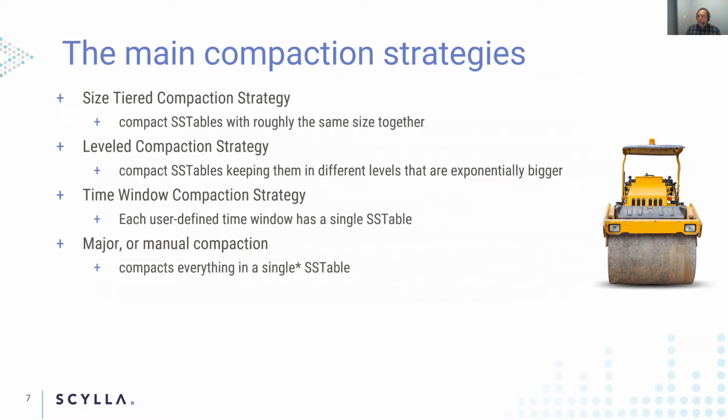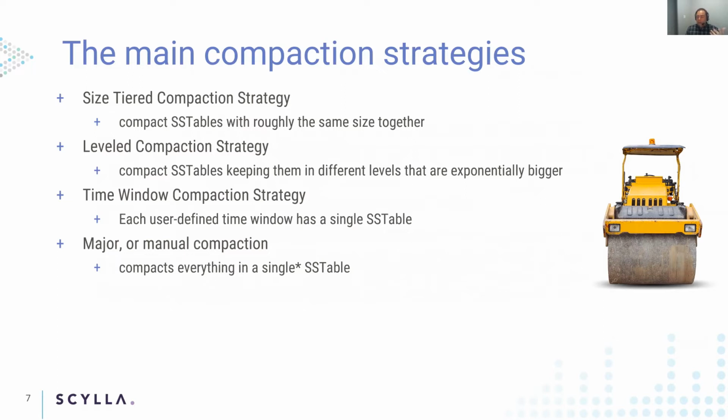And what it allows me to do is that, for instance, if my data is TTL, I can just discard one SSTable without even looking at it, because I know that all of that data that was created together will TTL together. And last but not least, we have the manual compaction, or major compaction as it's called.